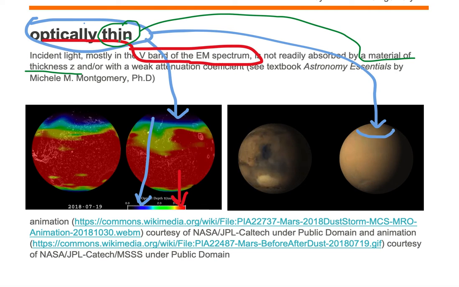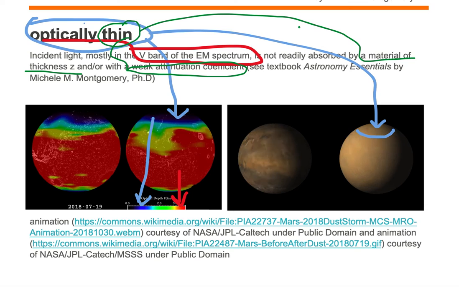The second part of the definition is "or with a weak attenuation coefficient." And this is the property of the material. In this case, we're looking at dust. We want to know what is the attenuation coefficient of dust. Is it very good at blocking visible light? So you need to understand of your material how much material you have in thickness and the attenuation coefficient.